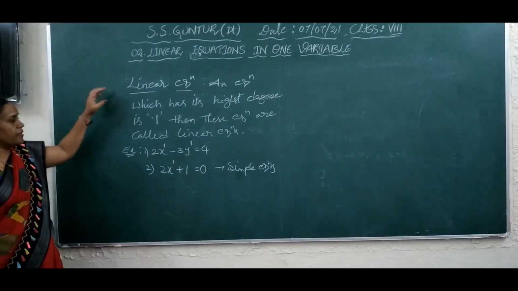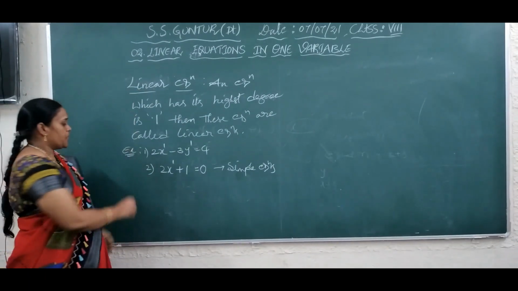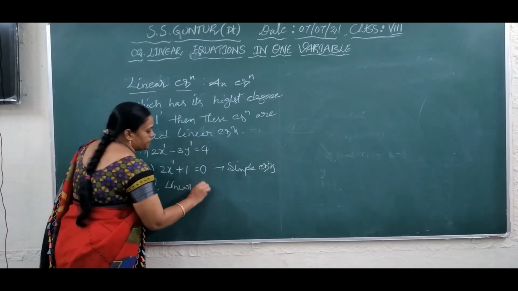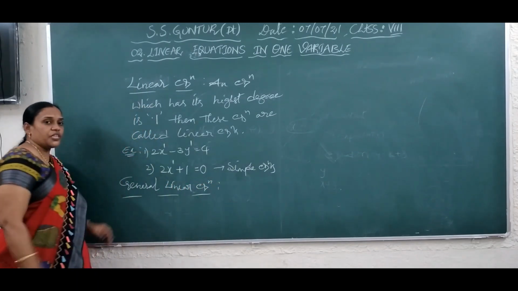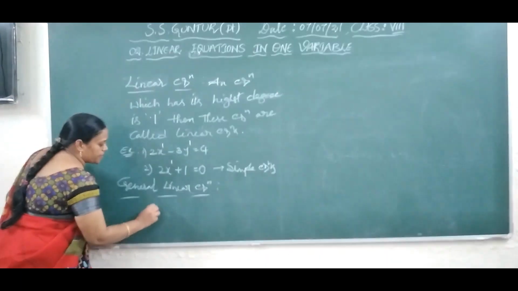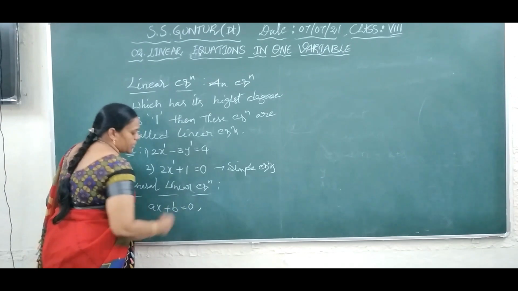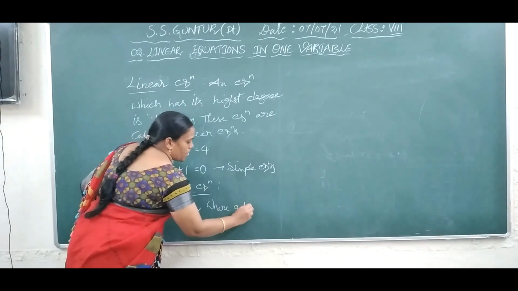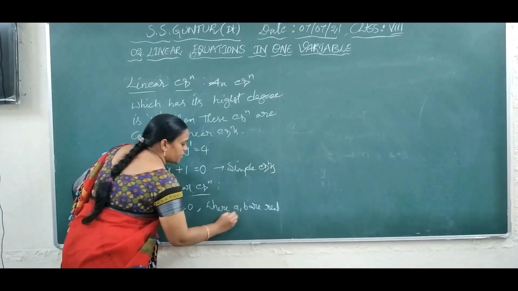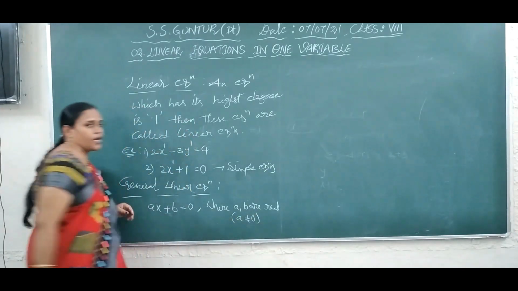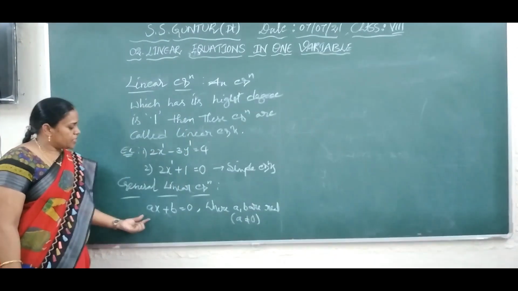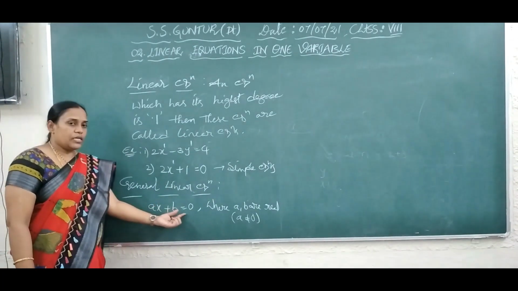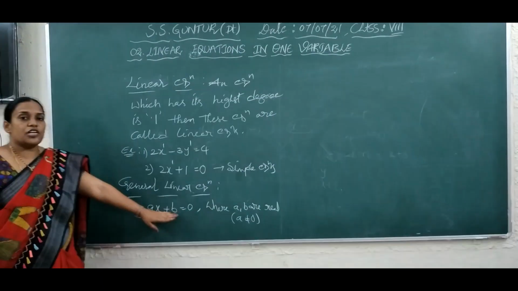Now, you have to see the general form of a linear equation. Ax plus b is equal to 0 is the general form of a linear equation where a, b are real, a not equal to 0. Here, a should not take the value 0. This is the general form of a linear equation, ax plus b equal to 0.